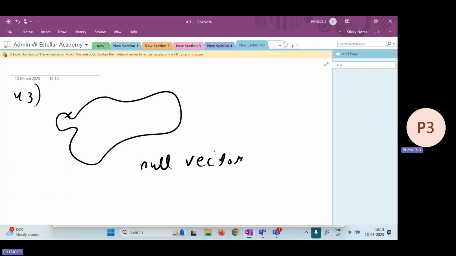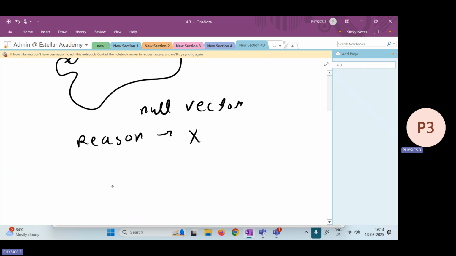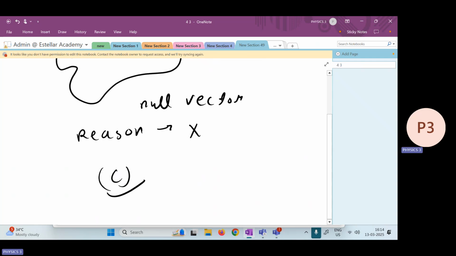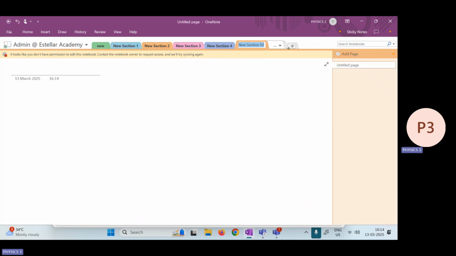And in the reason, it is given that a physical quantity cannot be called a vector if its magnitude is 0. The reason is absolutely wrong because by definition we can say when the magnitude of a vector is 0, then the vector is called a null vector. So in the 43rd question, the C option would be correct. Now let's go for the next question.